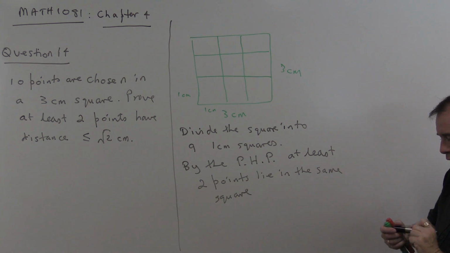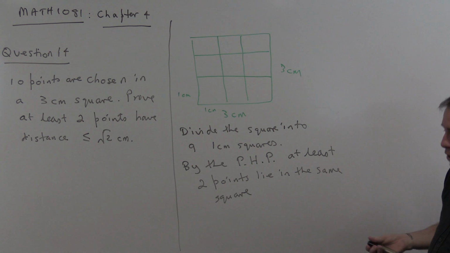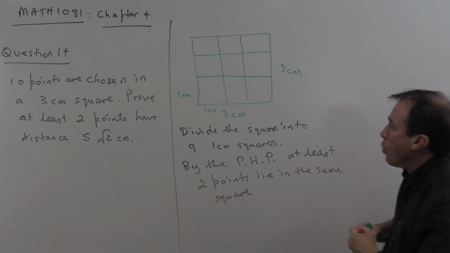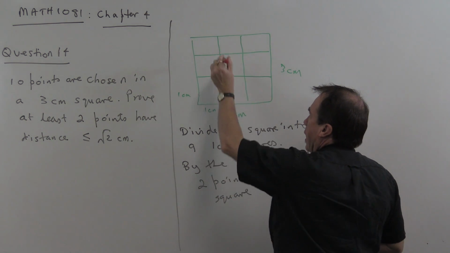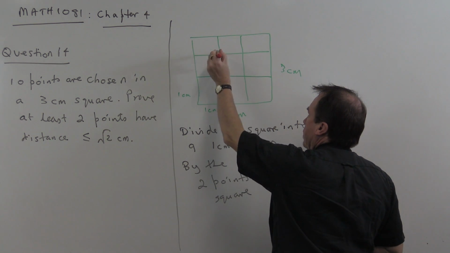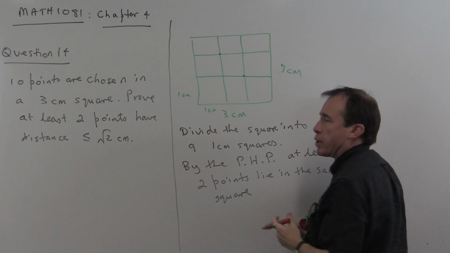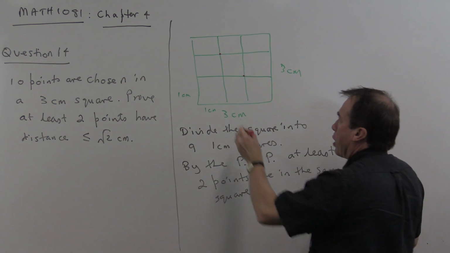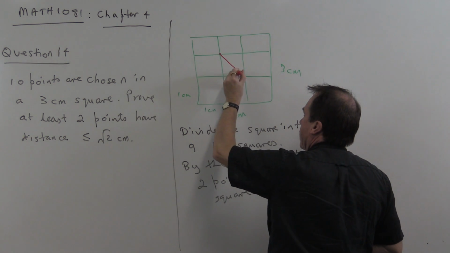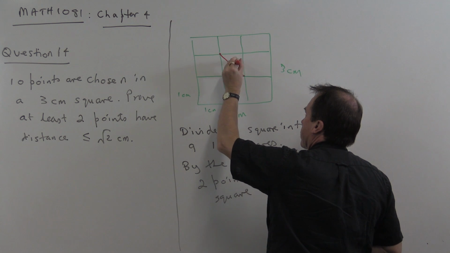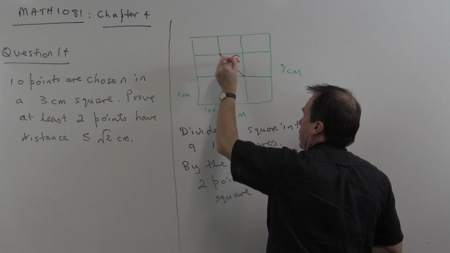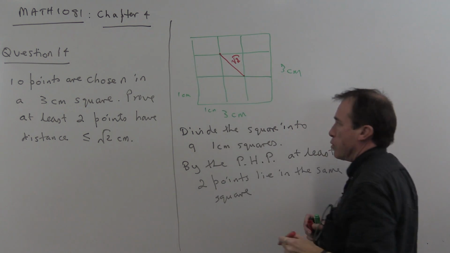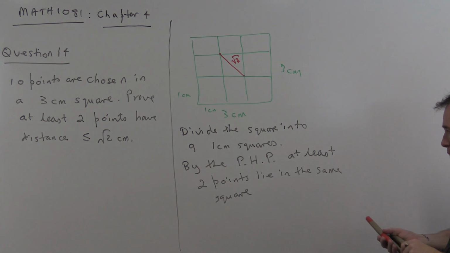So all I've got to do then is say, well, what's the biggest distance they can be apart? Well, if you've got 2 of them, suppose they land in this square here, then the furthest apart they can be might be at those 2 extreme points here. But I can measure the distance across here, and that's going to be the square root of 2 by Pythagoras' theorem. So that's going to be 1 and 1, and I'll get √2 by Pythagoras' theorem.